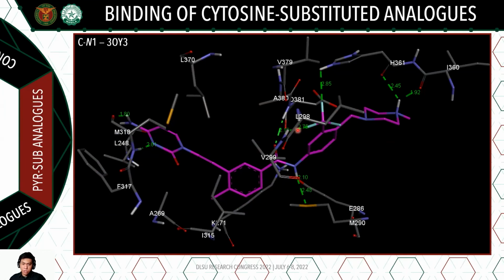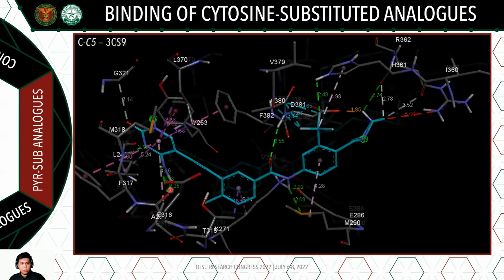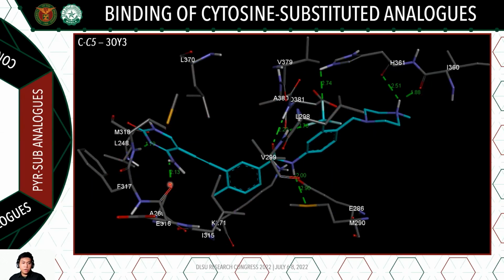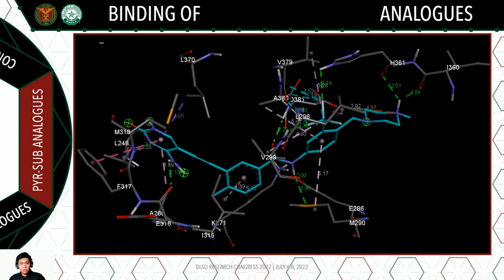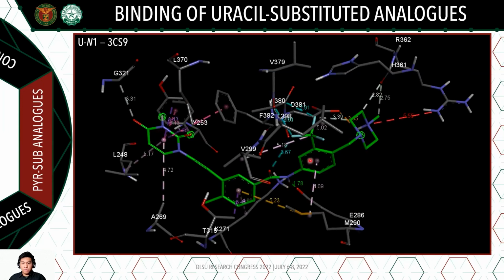And you can see a hydrogen bond with the NH of V299, this one. This is CC5 in 3CS9. You can see a hydrogen bond with E316, which is also present in CC5 in the 3OY3 model. UN1 has the least number of hydrogen bonds. It only has one, that is with E286. However, it still has several binding interactions.